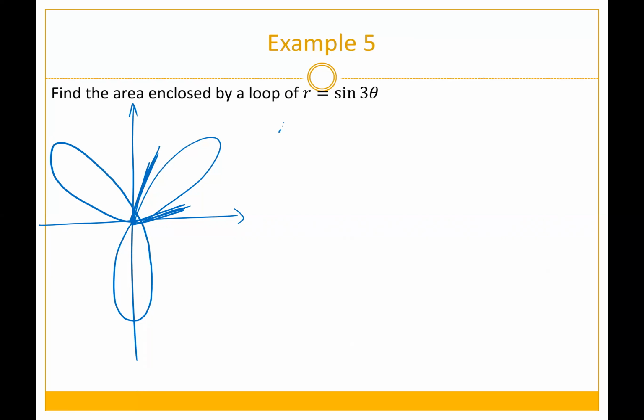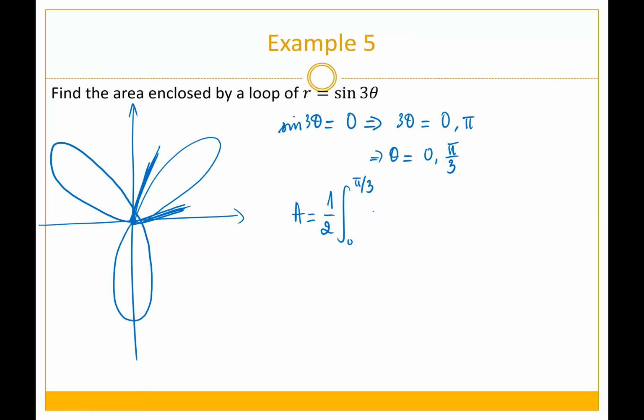And so you're going to try to solve sine 3 theta equals 0 and find the smallest two angles that give us 0. It's going to give us 3 theta equal to 0 or pi, so theta equal to 0 or pi over 3, and those are the two smallest angles going back to 0. And so the area enclosed by a loop is going to be half the integral from 0 to pi over 3. The outer radius is sine squared 3 theta. The inner radius is nothing, so you put 0, d theta.